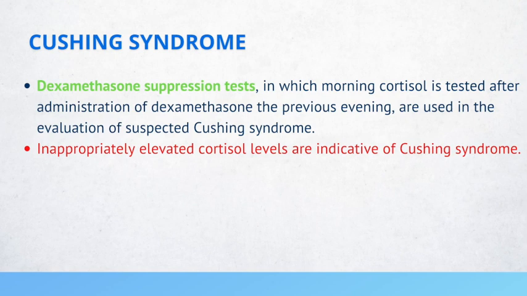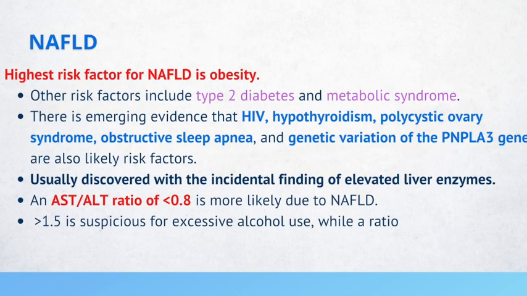Now let's review non-alcoholic fatty liver disease. So the highest risk factor for this condition is obesity. This is extremely high yield. So remember, the number one risk factor is obesity. Other risk factors include type 2 diabetes and metabolic syndrome. There's also evidence that conditions like HIV, hypothyroidism, PCOS, OSA, and genetic variations of the PNPLA3 gene are also likely risk factors. This condition is usually discovered with an incidental finding of elevated liver enzymes.